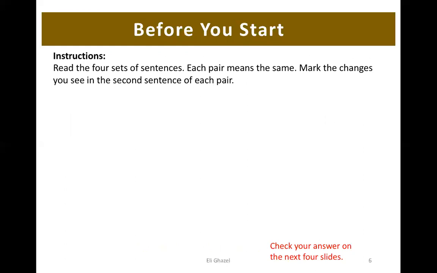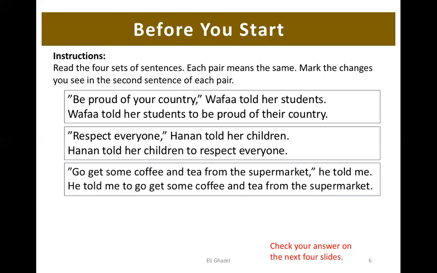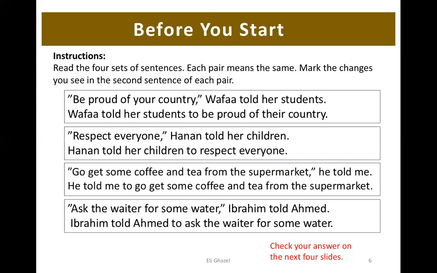So this is the first task. It implements the 4 principles. We're going to give the students 4 sets of sentences that mean the same thing, but we're going to ask them to mark the changes that they see in the second sentence of each pair. You can give each set alone and ask them to do it and then give feedback, or you can put all 4, and then when they finish, you give feedback.